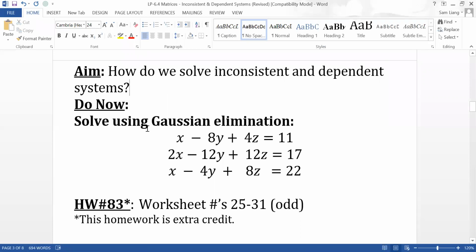All right, but to start us off, for you now, it's to use Gaussian elimination to solve this system. And it will be one of the two here. So it's either going to be inconsistent or dependent. Take another 30 seconds to work on that, and then we will discuss. Dependent is infinitely many solutions, and inconsistent is no solutions.